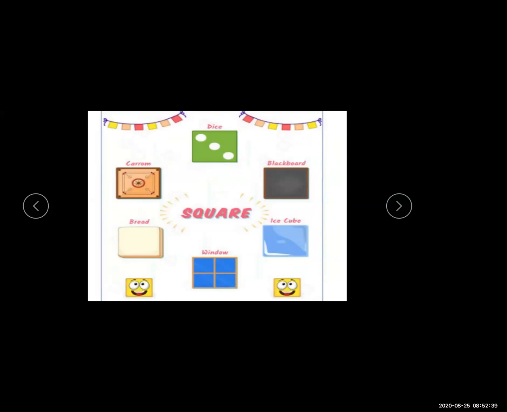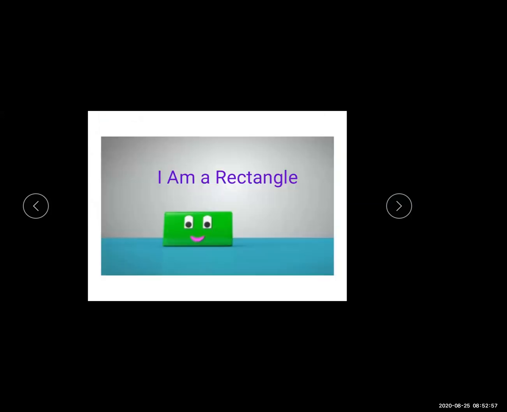We play with these dice. This is blackboard. This is ice cube. This is window. This is bread slice. And this is the carom board. These all are squares family. Okay. Now we will move forward.